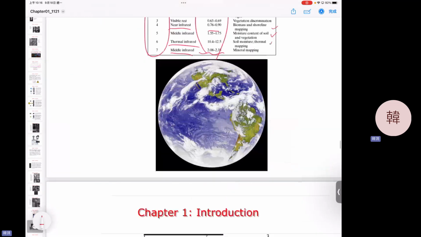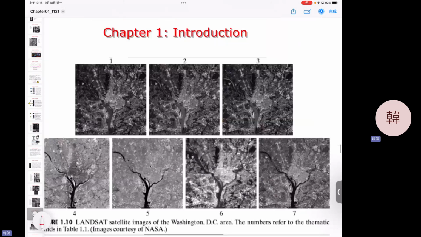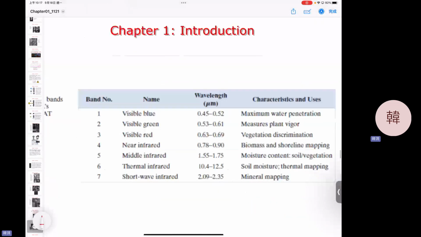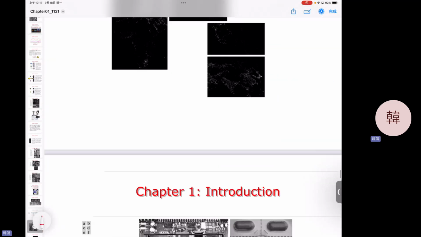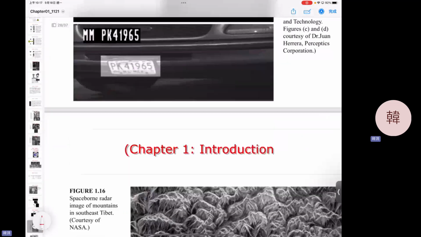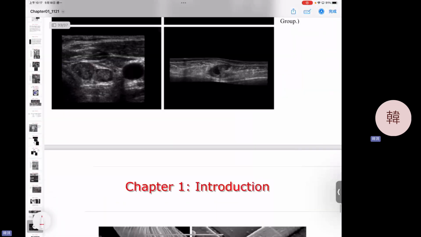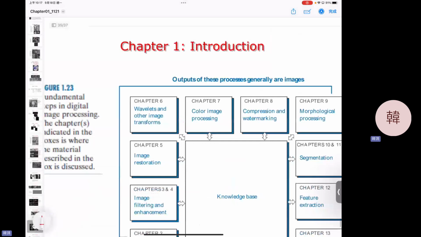They mentioned that if you are interested in moisture content, soil, biomass or mineral mapping, you can use different wavelengths to observe the image from the air. So this is a satellite image of the same area. Just take a look and you can see the hurricane, different lights, and so on. So I just quickly went through these images, all the different applications in this chapter. So it's all introduction. You can observe different images from different bands. It's some fractal image.